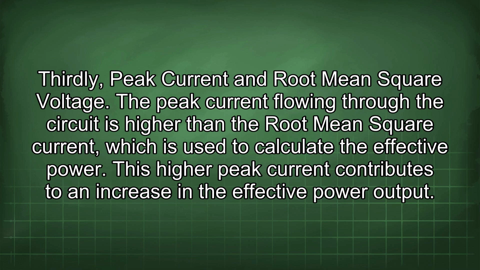Thirdly, peak current and root mean square voltage. The peak current flowing through the circuit is higher than the root mean square current, which is used to calculate the effective power. This higher peak current contributes to an increase in the effective power output.